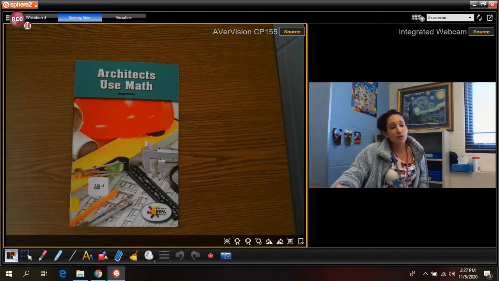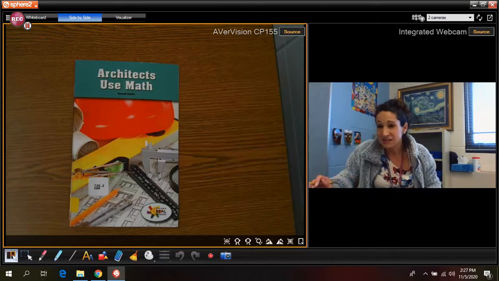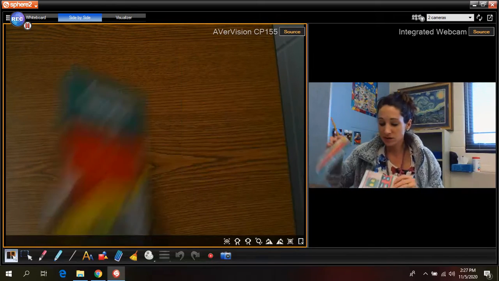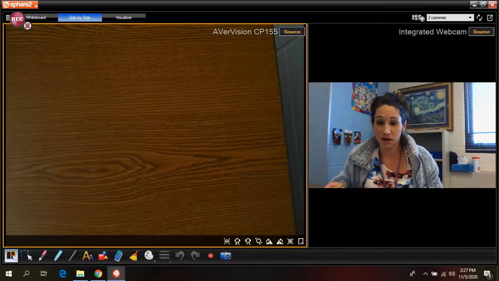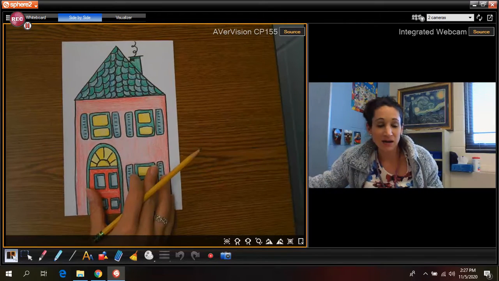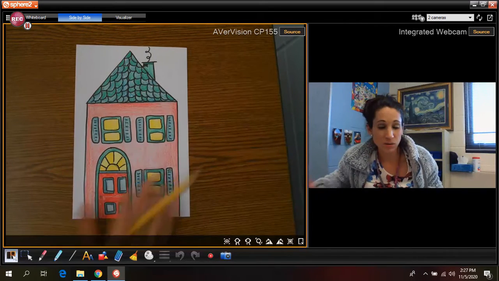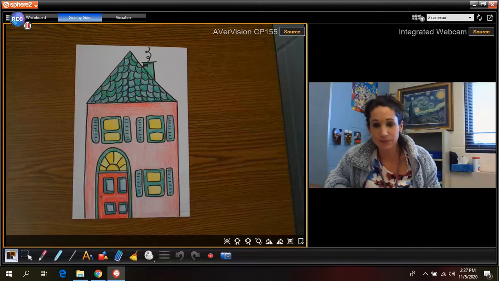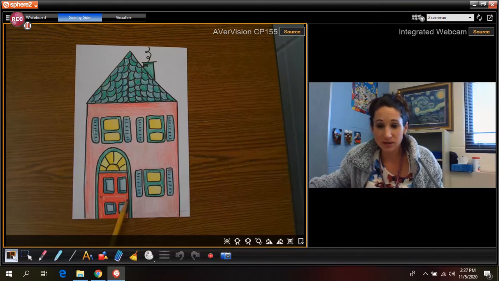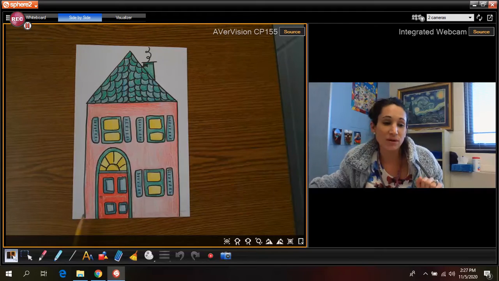Okay, so basically what I said in the beginning was that an architect designs buildings and houses. So you guys are going to be an architect for this project, designing your own house. So here's my house that I designed. If you have a ruler, you can use that to create straight lines for your project. If you don't have a ruler, that's okay.